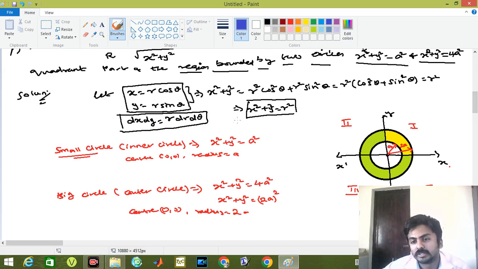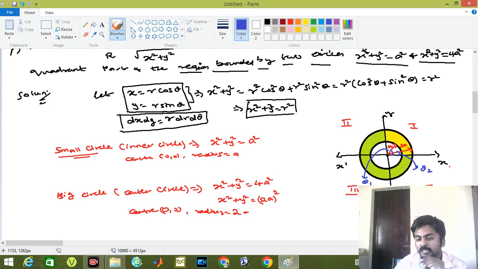For example, if I am considering the small circle, it will have some angle theta 1. If I am considering this big radius, this big angle means this will have some angle theta 2. But dear students, you have to keep one thing in mind: both the circles are forming on the same center, only their radius is different.